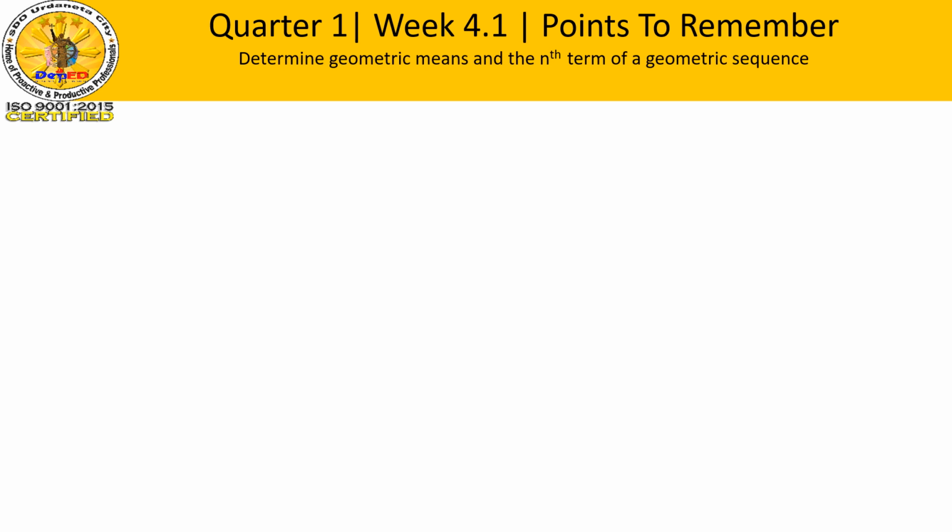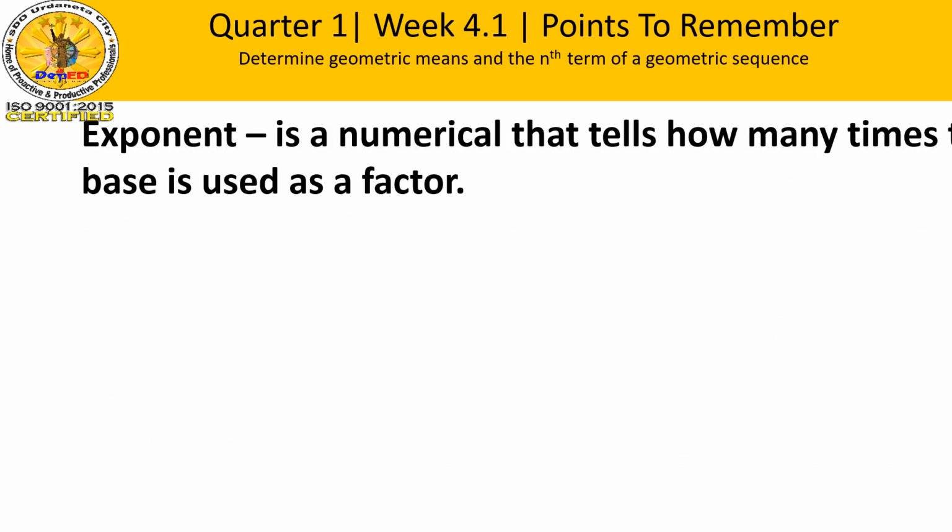Now, let us first recall exponents. An exponent is a numeral that tells how many times the base is used as a factor. For example, in number 1, a raised to 3, where a is the base and 3 is the exponent. So we multiply a by itself 3 times: a times a times a.